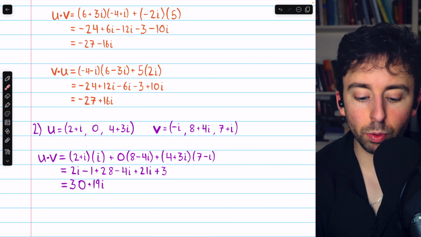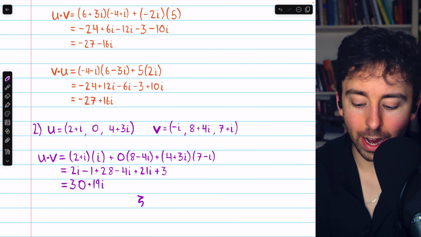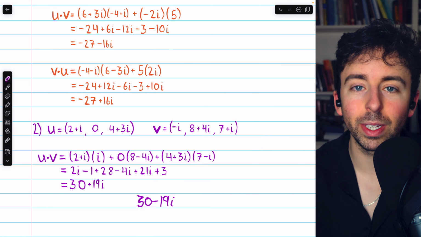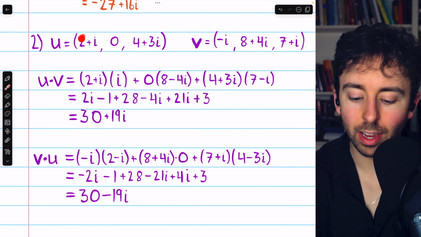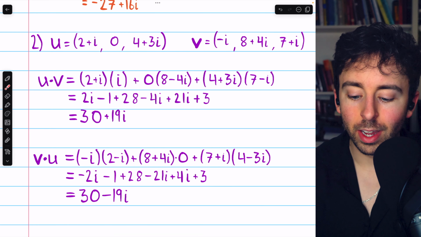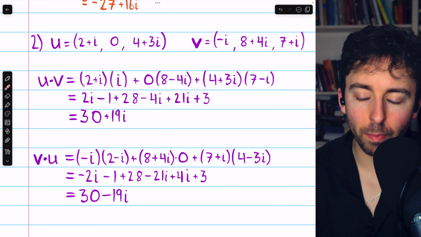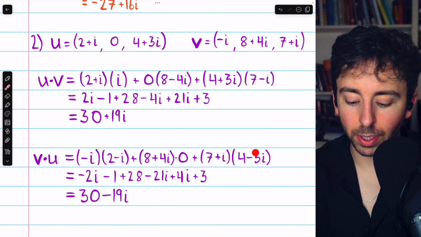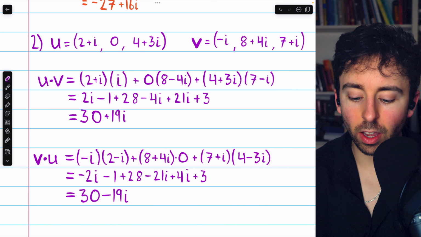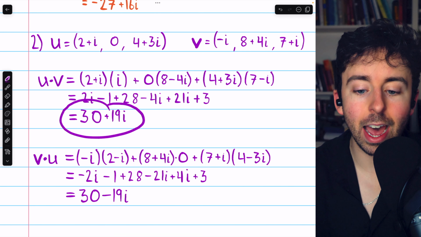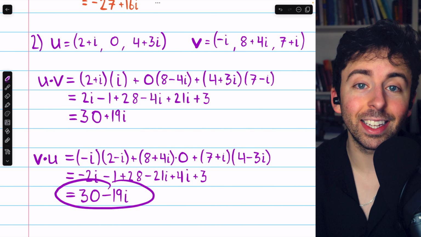Now, once we switch the direction, we already know that our answer will be 30 minus 19i, but if we go through the computations, we can check our work. So going the other direction, v dot u looks like this. You can see that now we're taking the conjugates of the components of u. Conjugate of 0 is just 0. Conjugate of 4 plus 3i is 4 minus 3i. Do all of the multiplication, we get here, combine like terms, and as expected, we get the conjugate of 30 plus 19i, namely 30 minus 19i.